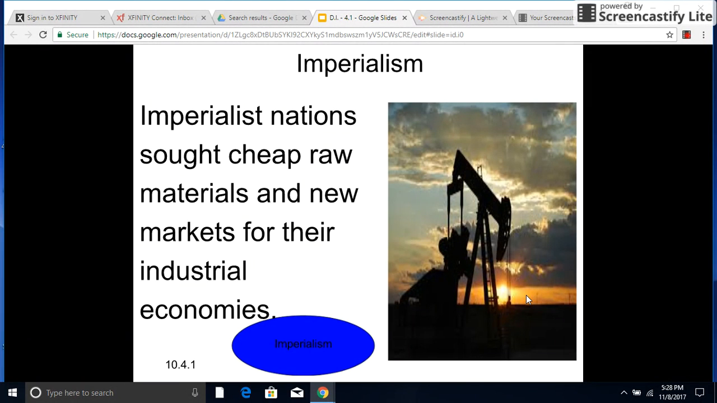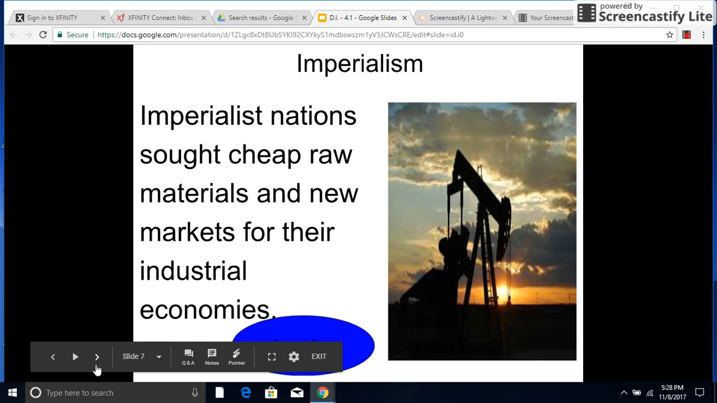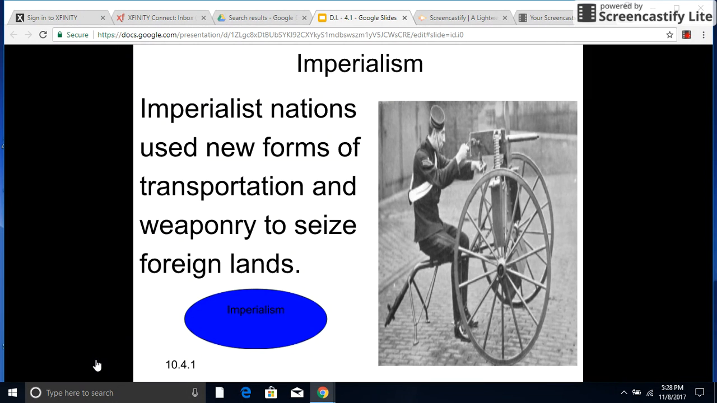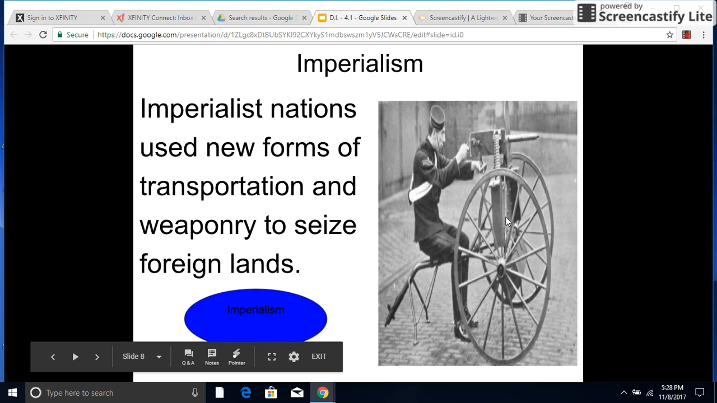Imperialist nations sought cheap raw materials and new markets for their industrial economies. Economics was a primary motive of, and still is, of imperialism. Imperialist nations used new forms of transportation and weaponry to seize foreign lands. And here's a primitive machine gun that allowed Europeans to do a lot of conquering in the period we're discussing.